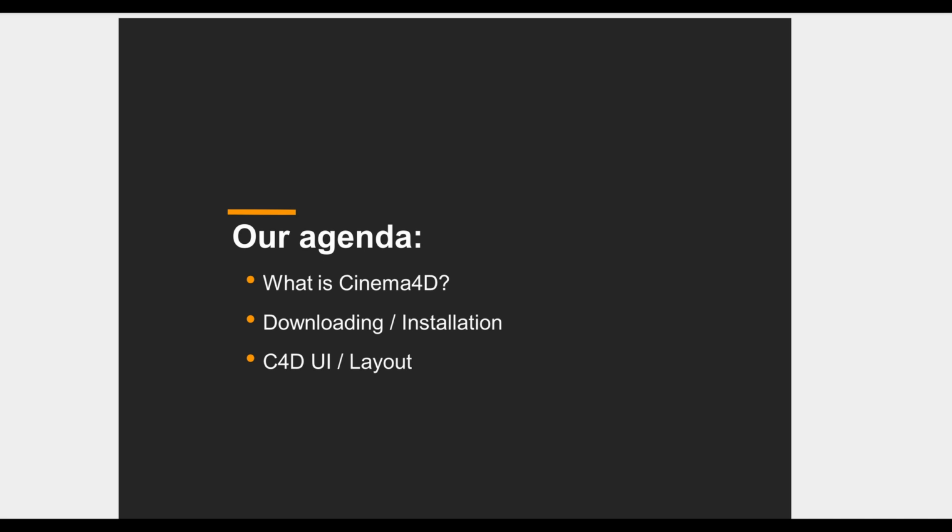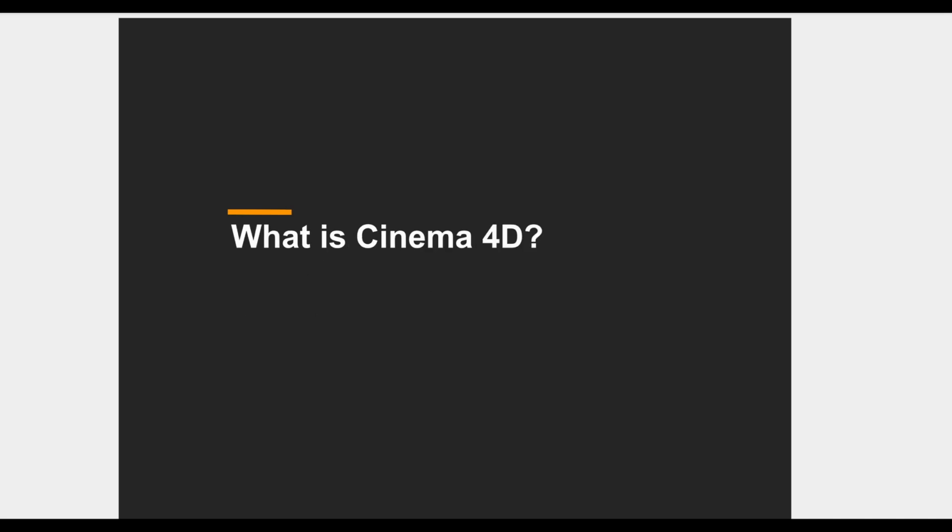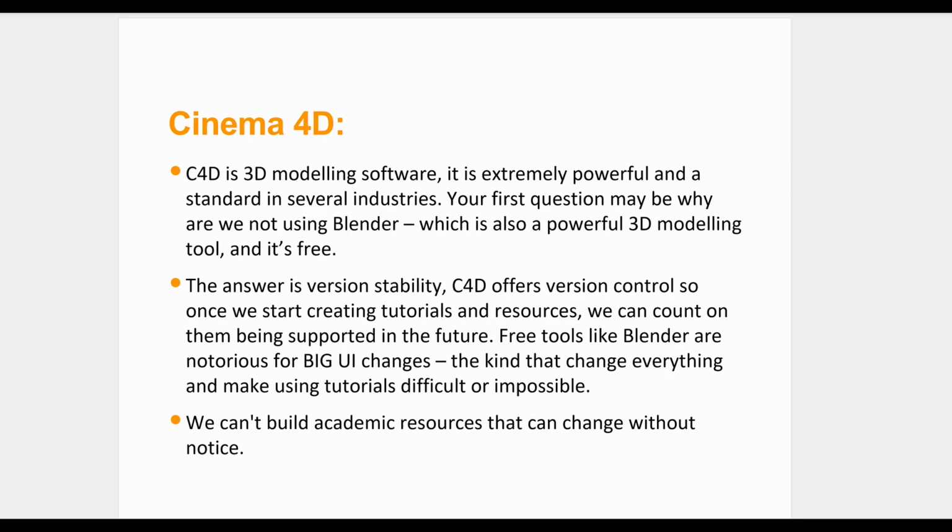Our agenda for today: we're going to look at what is Cinema 4D, how to download and install Cinema 4D, and we're going to look over the C4D user interface and layout. So what is Cinema 4D? C4D is 3D modeling software. It is extremely powerful and a standard in several industries.